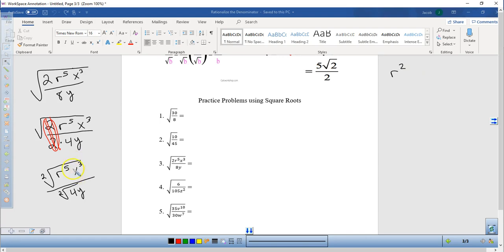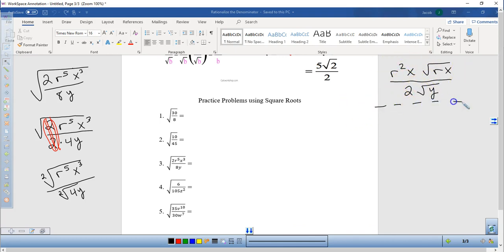How many groups of 2's can I pull out of x to the 3rd power? I can pull 1 group of 2 with 1 left over. And on the bottom, 4 perfect squares, so that's going to leave me the number 2. How many groups of 2 can I pull from this y? I can't. So this is as far simple as I can get without rationalizing.